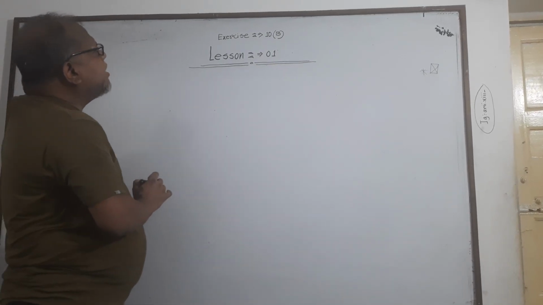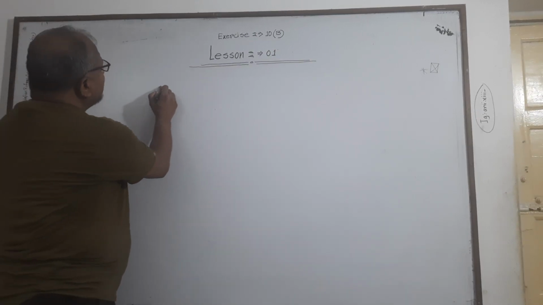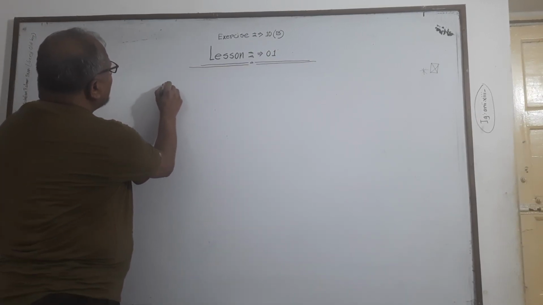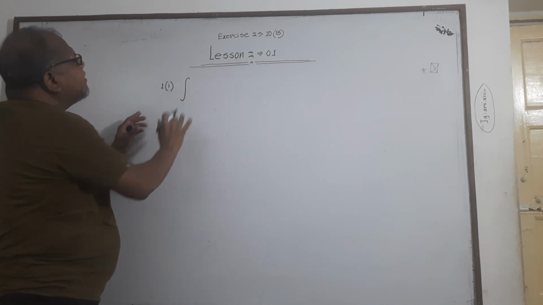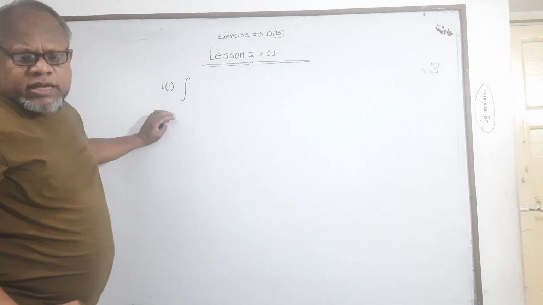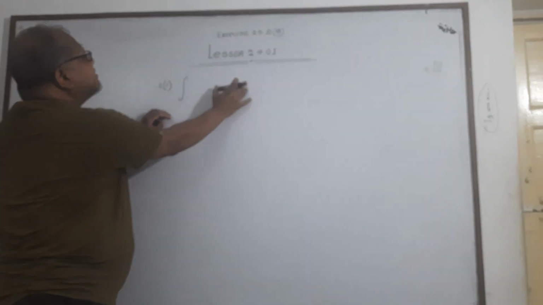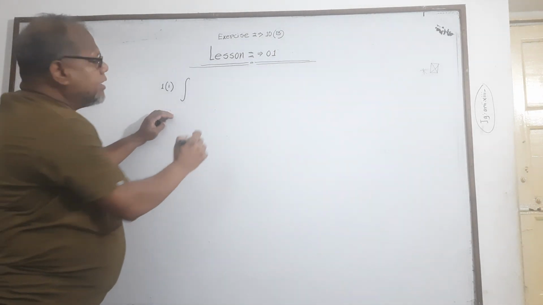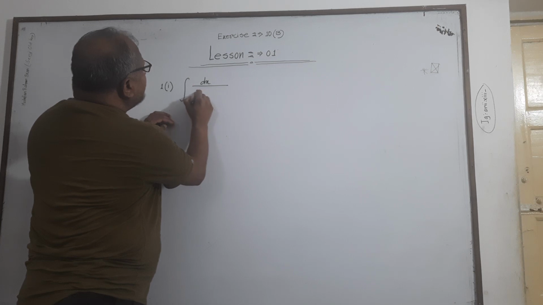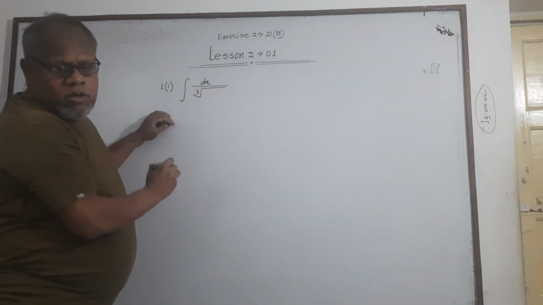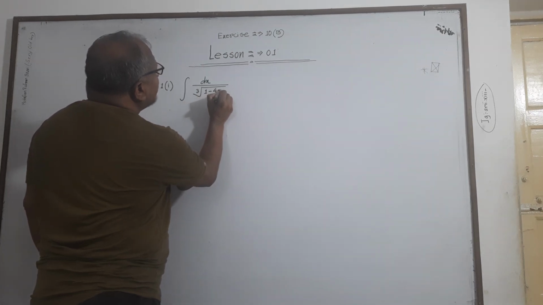Hi dear students, today I am going to start exercise 10b, lesson 1, number 1 of 1. So, integration of dx divided by cube root of 1 minus 4x. This is the substitution method. I want to mention that in exercise 10b we use this substitution method.